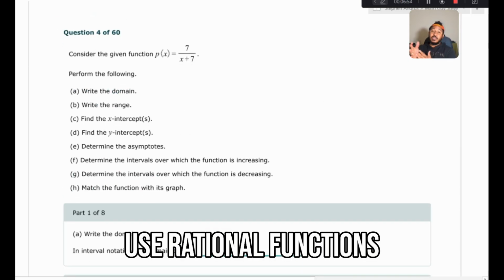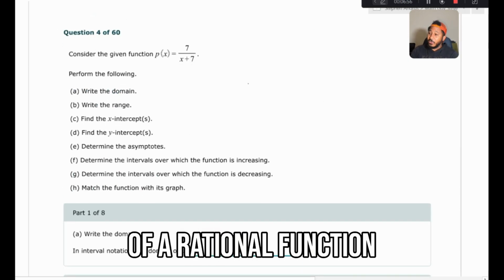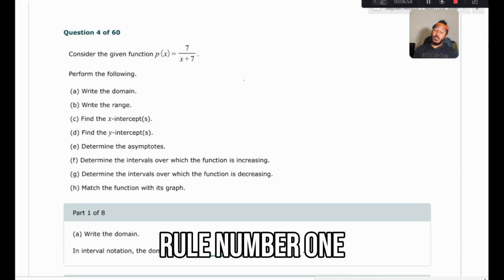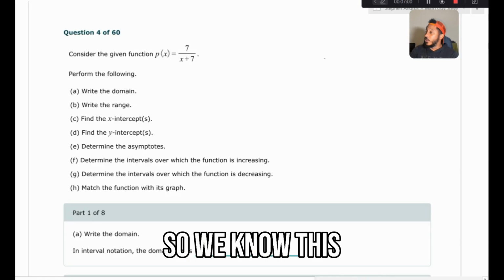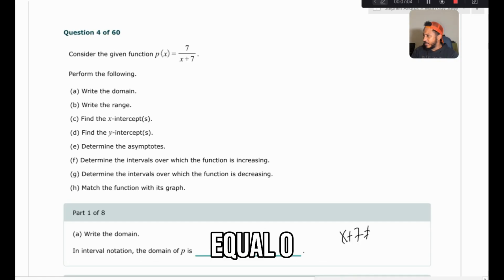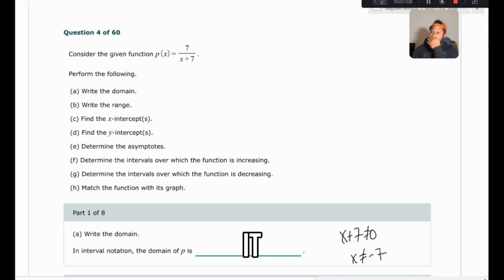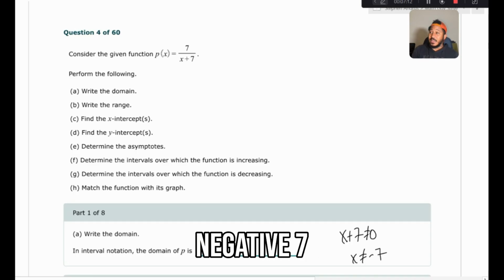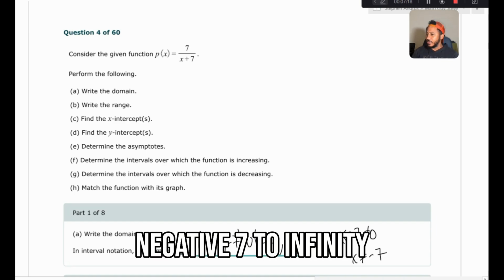Now, we get to use rational functions. If we want to find the domain of a rational function, remember we said rule number one, we're not allowed to divide by 0, right? So we know this denominator cannot be 0, meaning x plus 7 cannot equal 0, so x cannot equal -7. It tells us to write in interval notation. We'd say, well, all the real numbers except for -7. So -infinity to -7, parentheses, union, parentheses, -7 to infinity, okay?